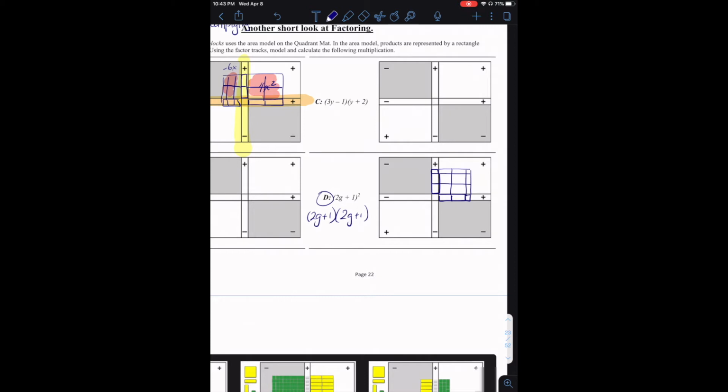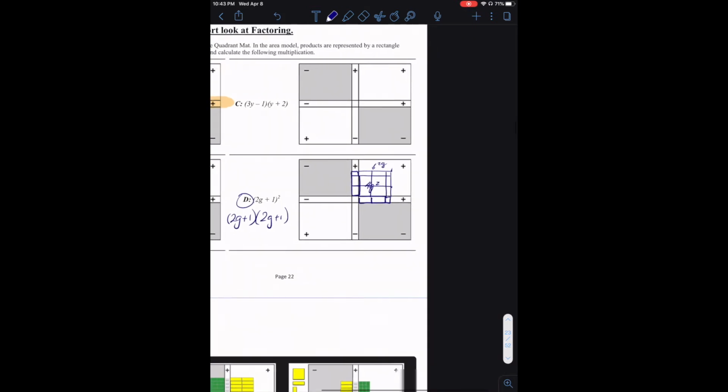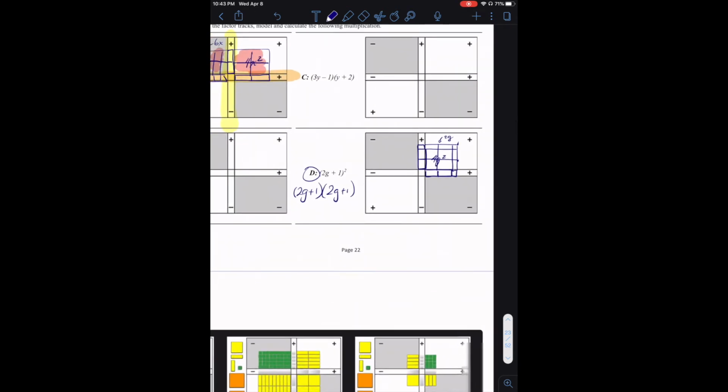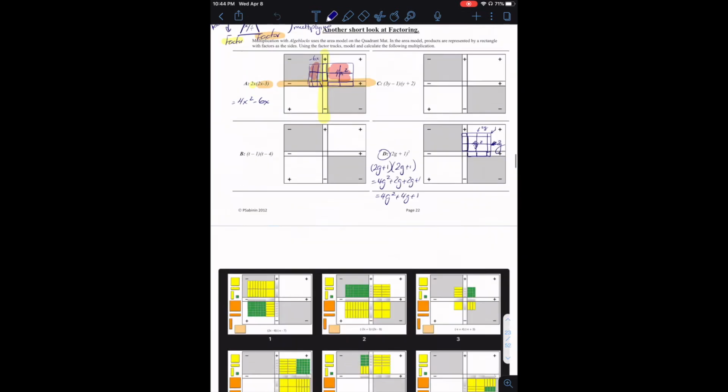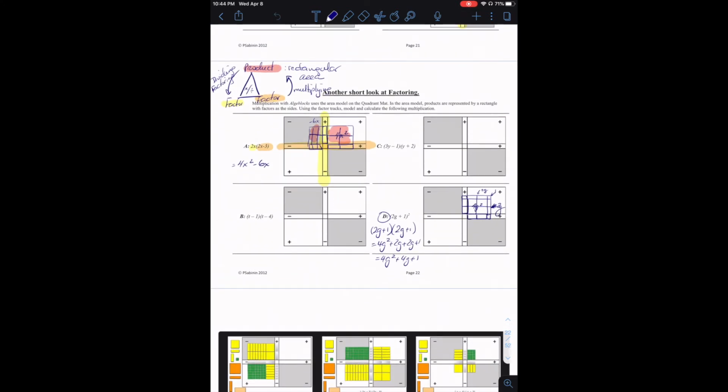So if we make sure that the product lines up with everything, we have 4g squared, and we have a 2g, and another 2g, and a 1. Overall, we would have 4g squared plus 2g plus 2g plus 1, or we can simplify to 4g squared plus 4g plus 1. All right. So we've been multiplying out.